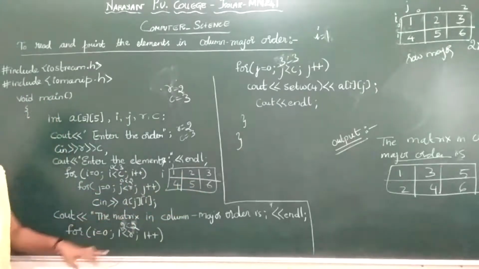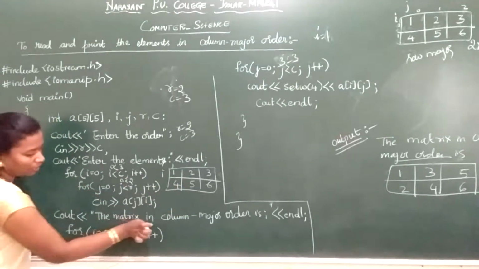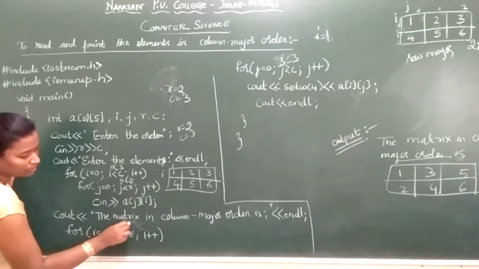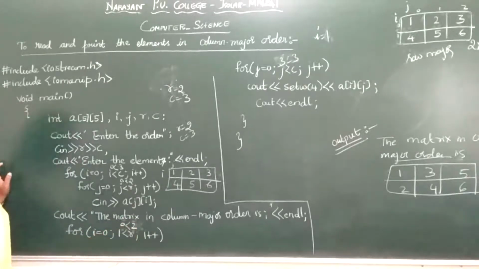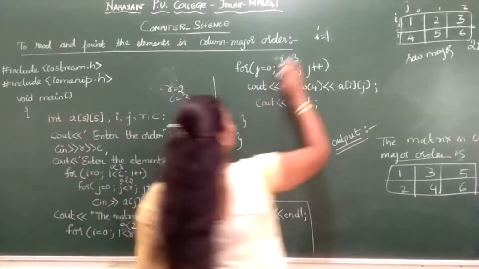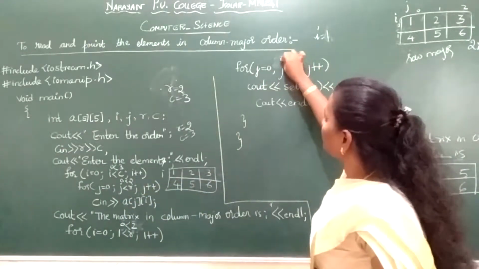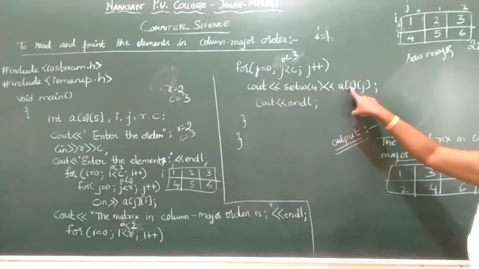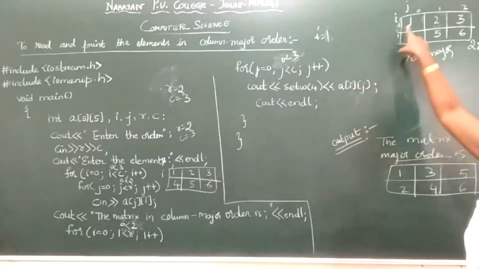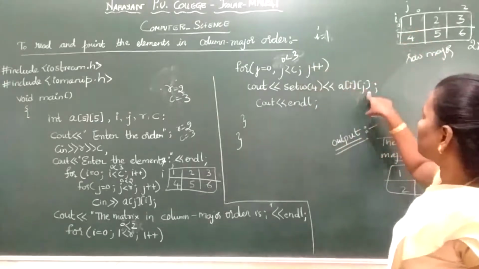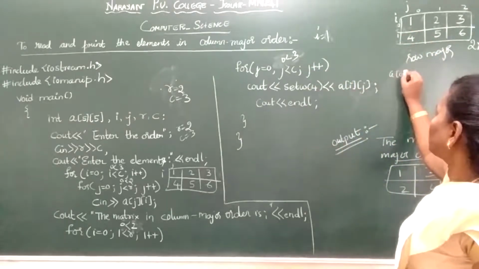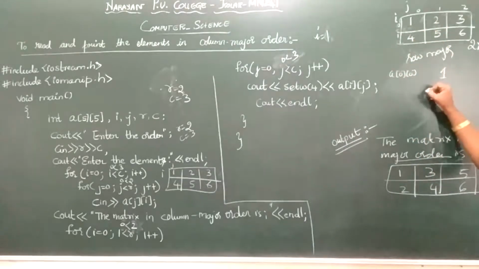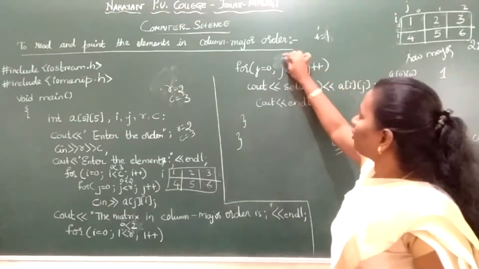Now the matrix in column major order. Initially I value is 0, 0 is less than 2, yes, the condition is satisfied. Again we come here, j value is 0, 0 is less than 3, yes, the condition is satisfied. Now what will I print? A of I and j, both 0, so A of 0, 0, where I have element 1. So 1 I will write. Again j value will be incremented to 1.